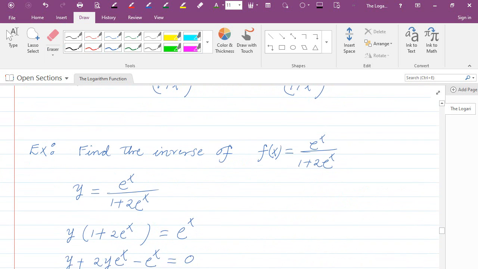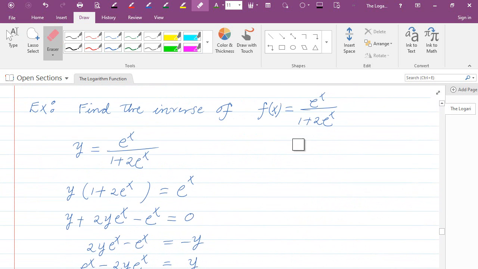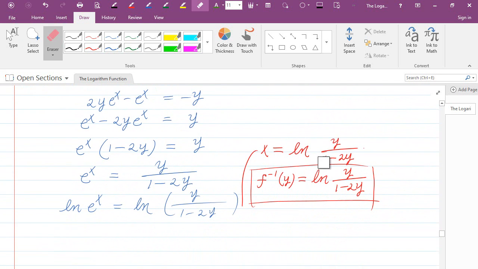So to find the inverse of this function, the idea is set y to the function and then solve for x. And once you solve for x, whatever you're getting in terms of y, that's f inverse of y.